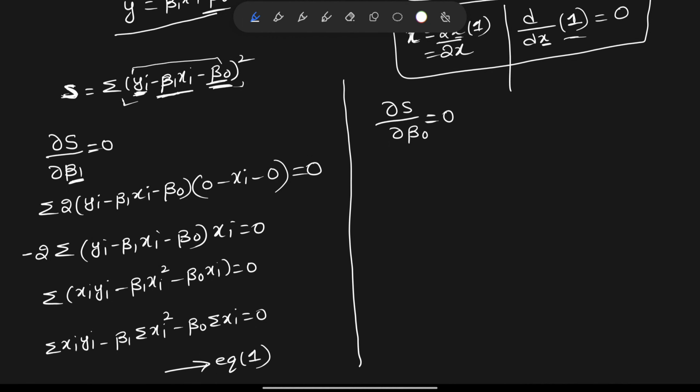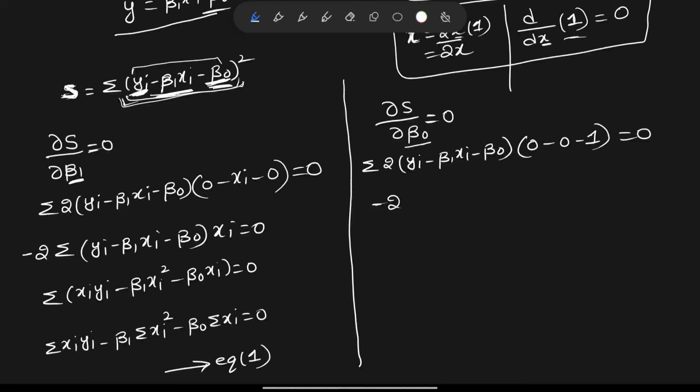Similarly, we need to derive this function with respect to beta naught this time. Since it is x square, the derivative of this term will become 2x, and again according to the chain rule we need to derive this again. Since we are deriving with respect to beta naught, this term does not contain beta naught, so it will become 0. This term also becomes 0. This term contains beta naught, so it will become minus 1, equal to 0.